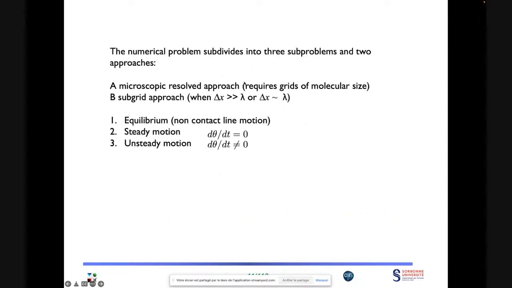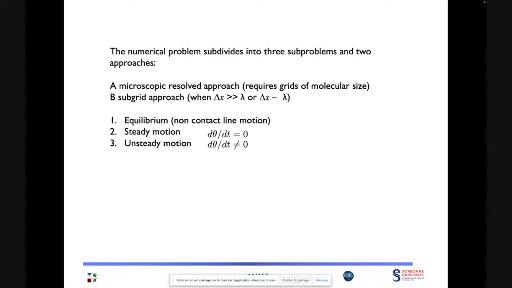So the numerical problem subdivides into 3 subproblems and 2 approaches. So let me discuss the 2 approaches first. The first approach is a microscopic resolved approach, requires grids of molecular size. So this is a little bit like the problem of direct numerical simulation in turbulence. You resolve all the length scales, but it's very expensive. And the other approach, B, is a subgrid approach, which you would use when your grid size is much larger than the slip length lambda, or maybe at least as large as the slip length.